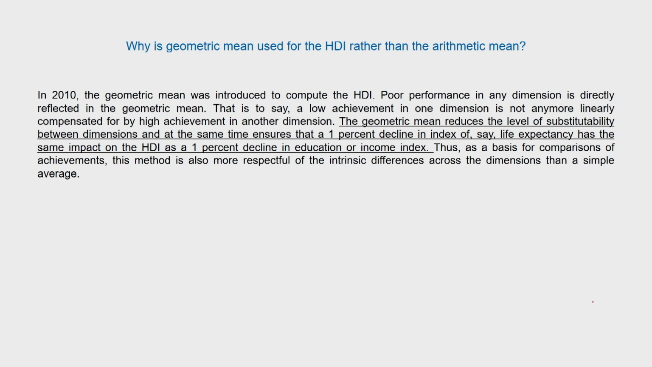That is to say, a low achievement in one dimension is not any more linearly compensated for by high achievement in another dimension. So, geometric mean basically reduces the level of substitutability between dimensions, and at the same time ensures that a 1% decline in index of, say, life expectancy has the same impact on the HDI as a 1% decline in education or income index. So, as a basis for comparisons of achievements, this method is more respectful of the intrinsic differences across the dimensions than a simple average.